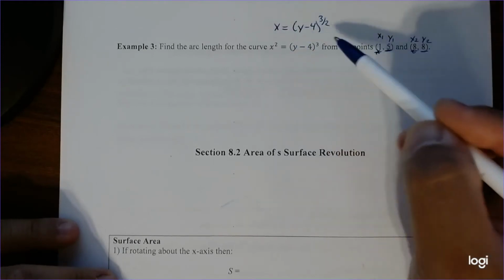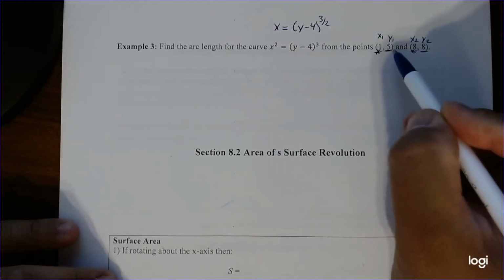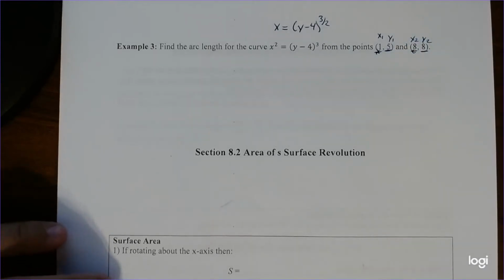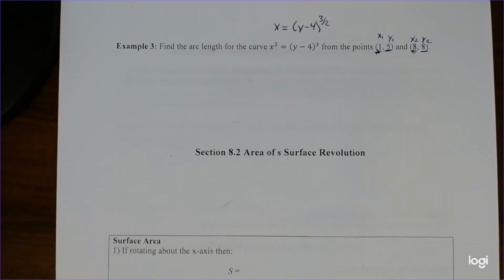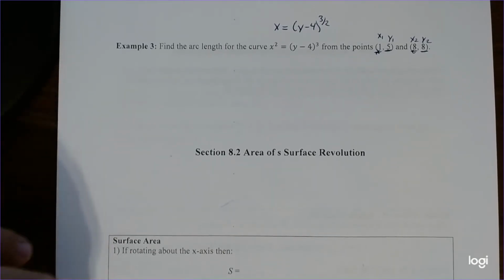The way I'm going to do it here, because I solved for x, I'm going to go from 5 to 8, because we're integrating with respect to y. So we have to find the y values there itself. Okay? So now that I'm thinking about it, it might actually be easier to go the other way, but I started this way, so we can go from here.